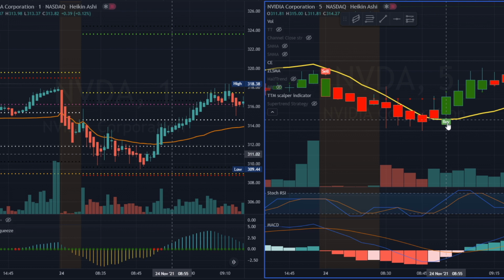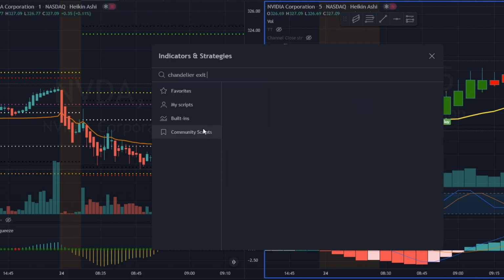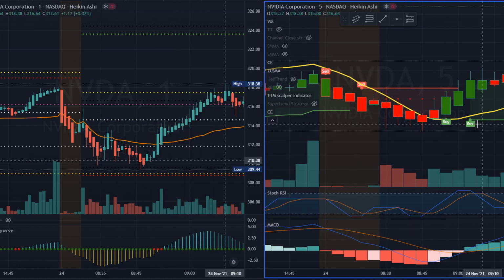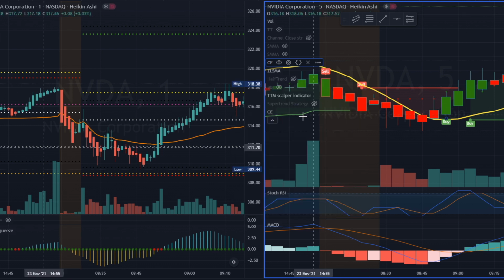And for these buy sell signals, go to indicator, chandelier exit, and you type this one here by Everget. Now you see here it's off from the one I have here. You do have to adapt it. So for the ATR period, I put 1, ATR multiplier 1.85.